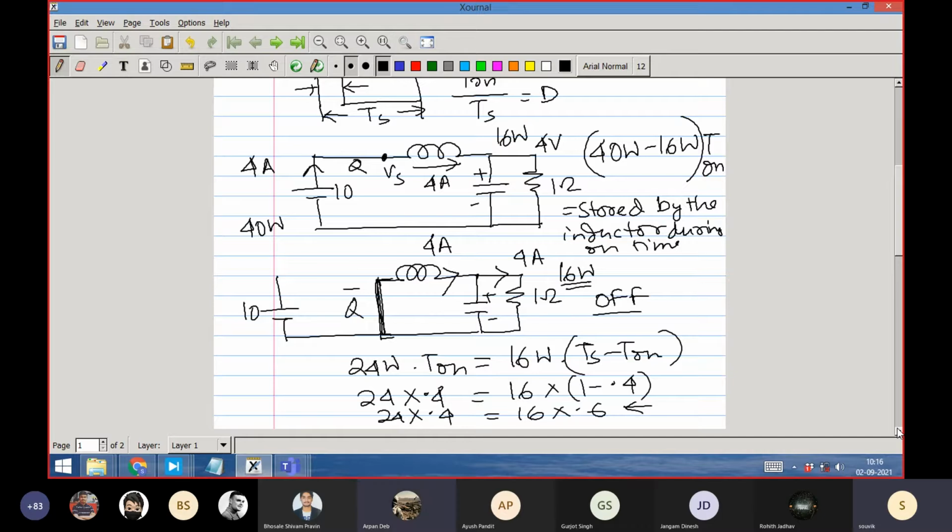So here you have assumed that within one time period of switching, the capacitor goes into steady state. For this to happen, there should be some constraint on the time constant, like RC. I already described that, but maybe I will repeat it. My time constant of the circuit, listen to it very well, is very large compared to the switching period.